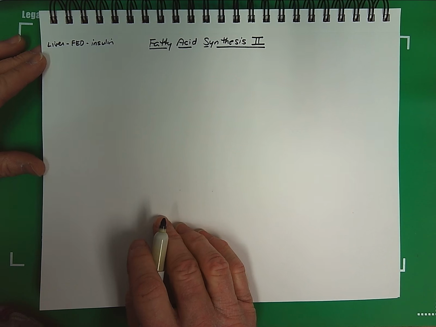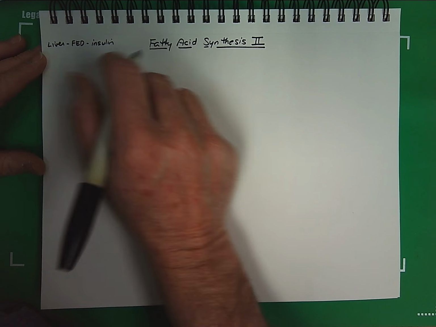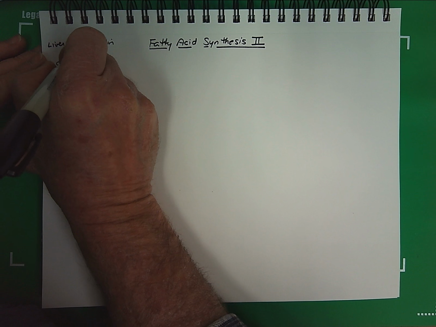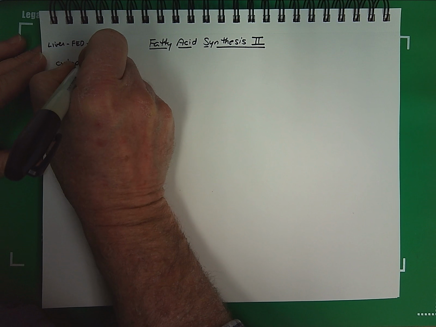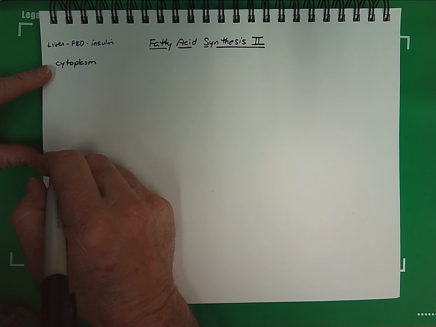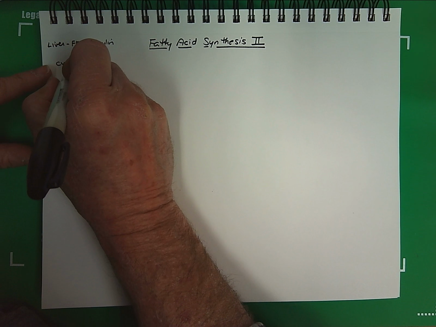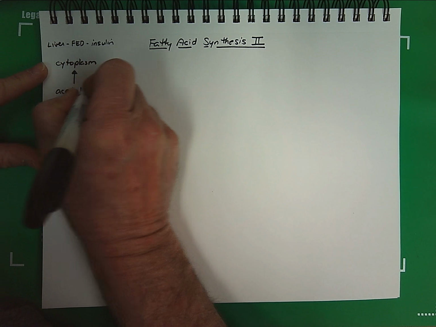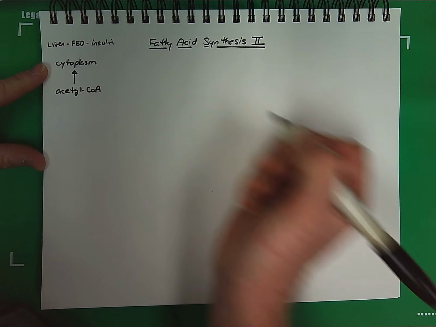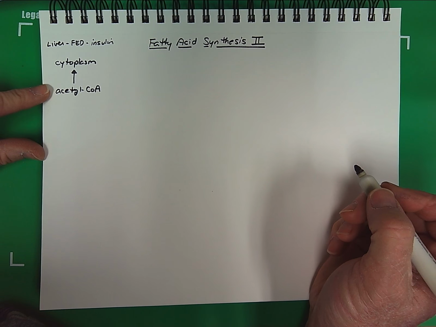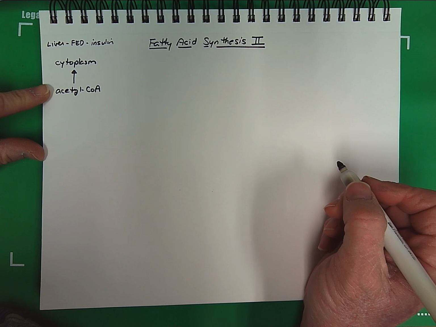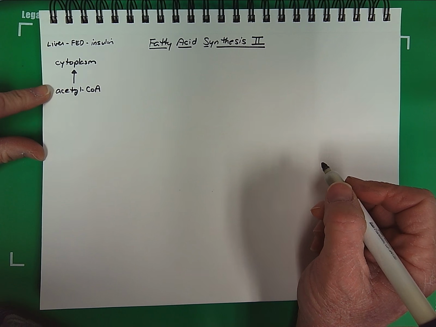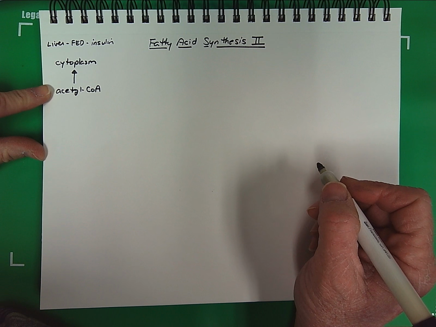In the last video we saw the delivery of substrate into the cytoplasm for fatty acid synthesis. And the delivery of the substrate is in the form of citrate to generate acetyl-CoA. So the 2-carbon building block of a fatty acid is being transported from the TCA cycle through citrate.